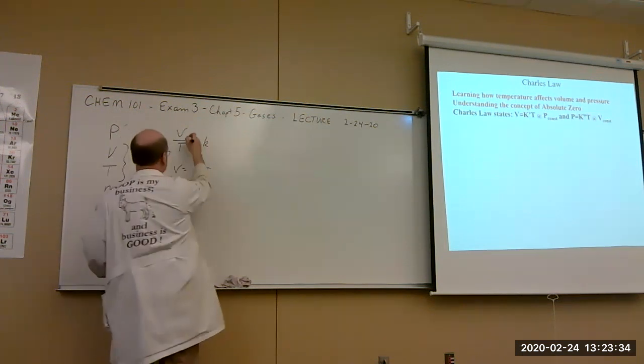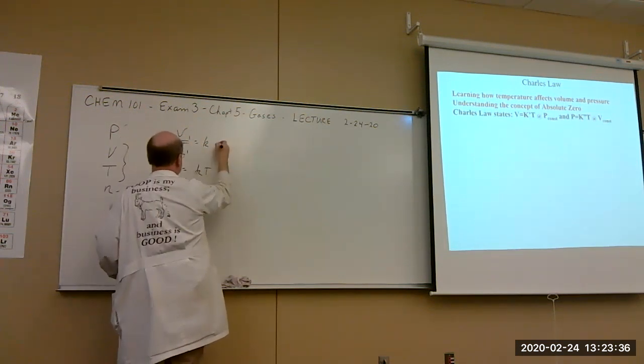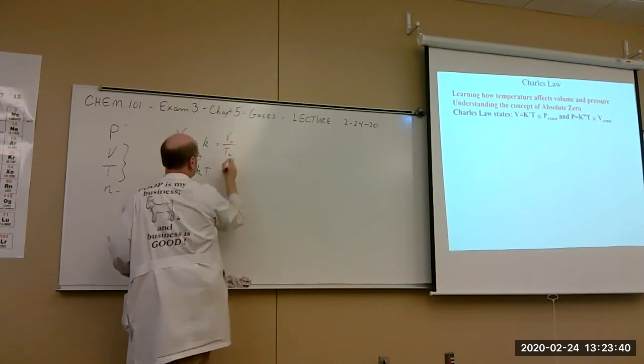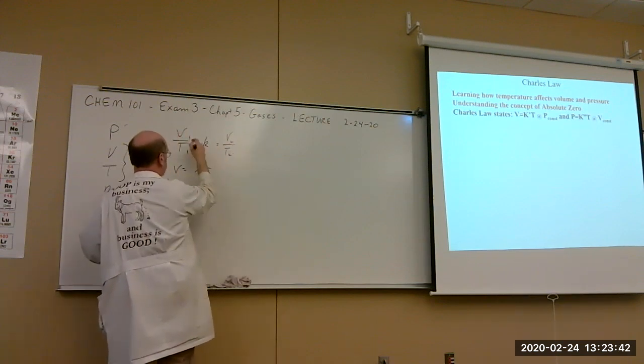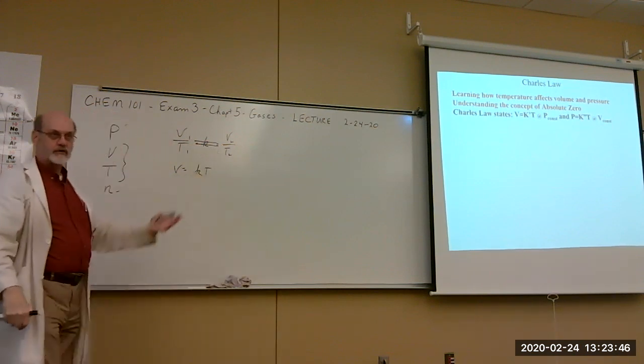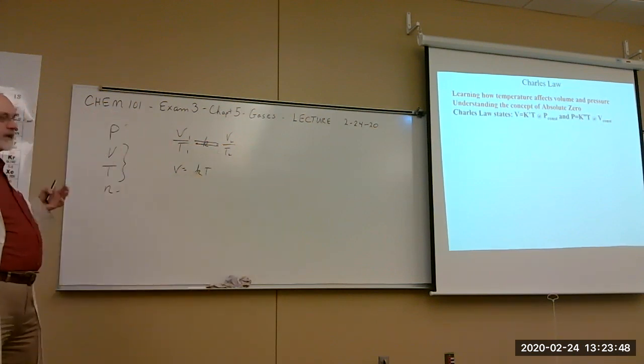And if we take this one and set it equal to this one, before and after, you get the same situation. That's equal to that. Before and after, Charles' law: V1 over T1 equals V2 over T2.